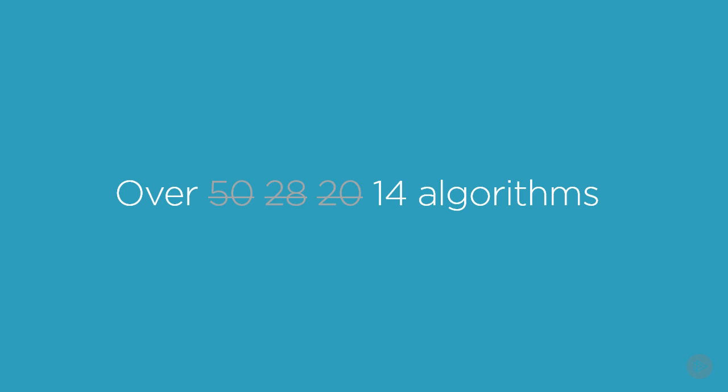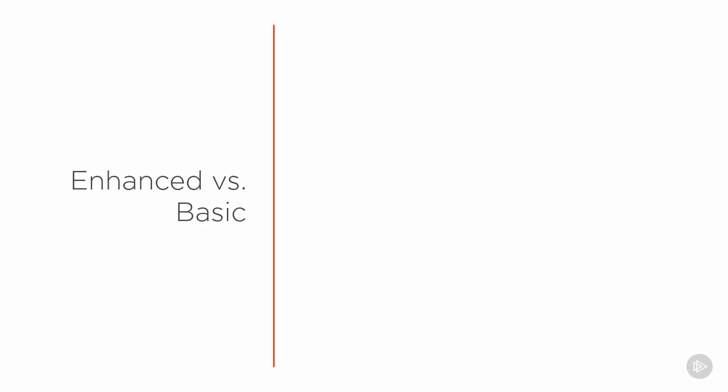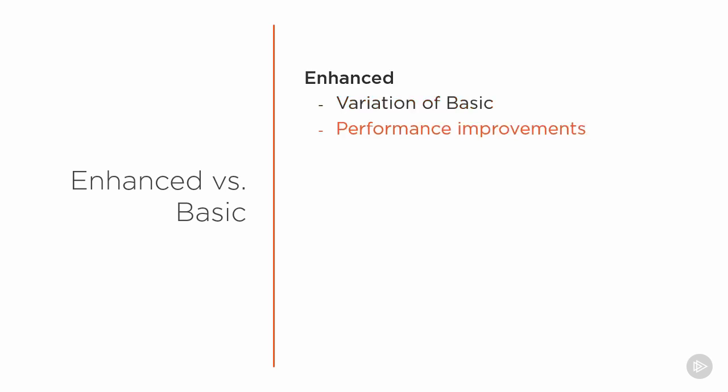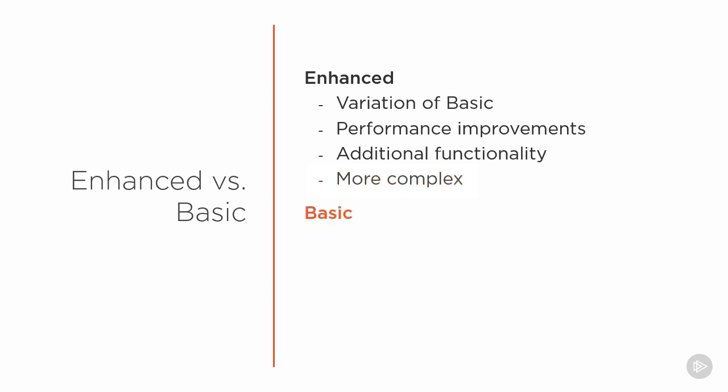We can divide these into two groups, enhanced and basic. Enhanced algorithms are variations on the basic algorithms, and they have been enhanced to perform better and/or add additional functionality. As a result, they are more complex to understand and use properly. Since this is our initial algorithm, let's stick to basic algorithms. These have the advantage of being less complex and therefore easier to understand.